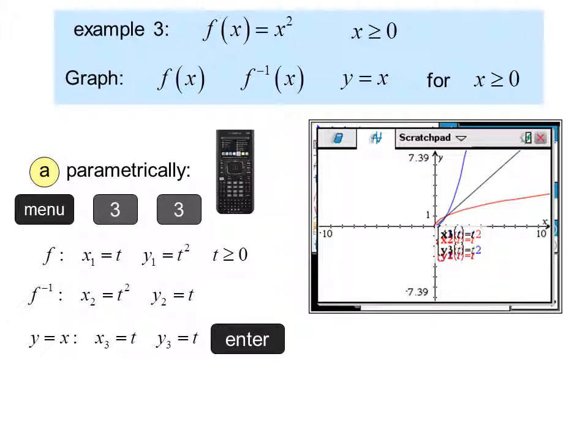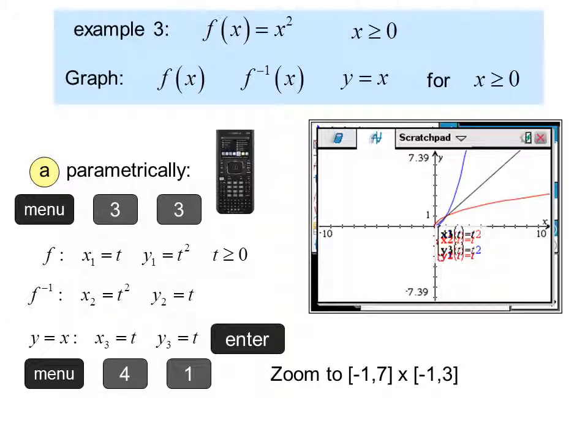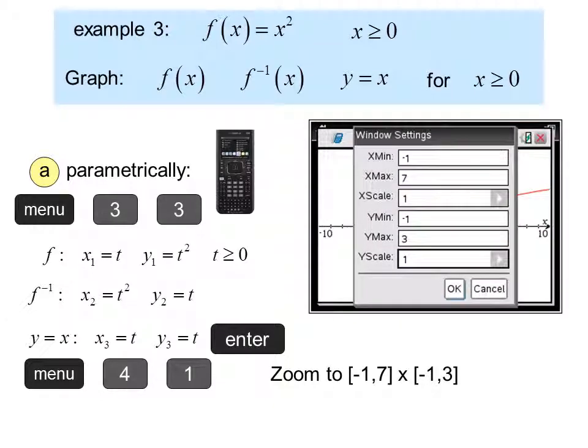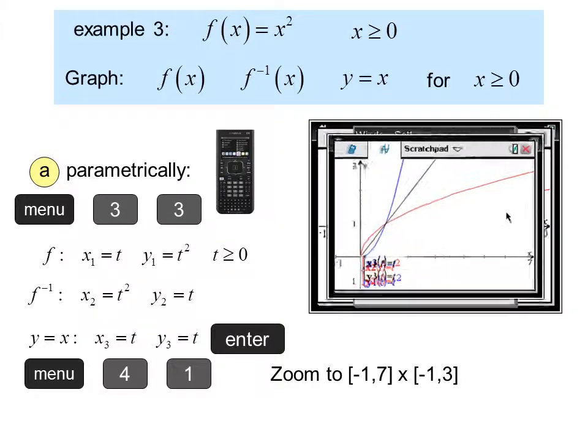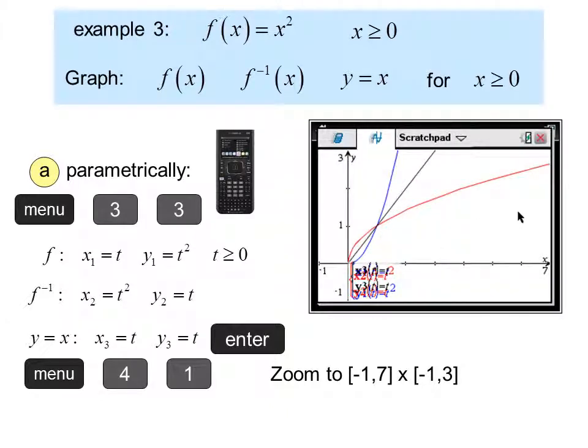And we get the curves and the line of symmetry, although the equations are jumbled on top of each other at the moment. If we press menu 4:1, I'd like to zoom to a -1 to 7 by -1 to 3 viewing window. So I change my window settings. Press OK, so we get a little bit better picture of what's going on.